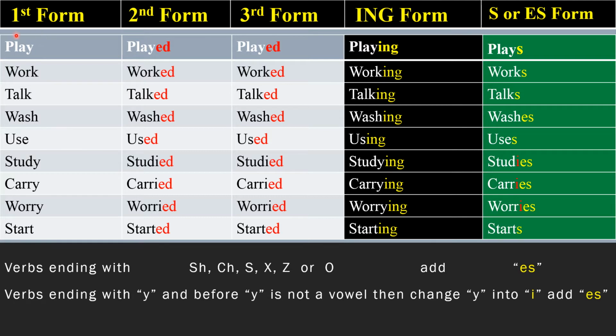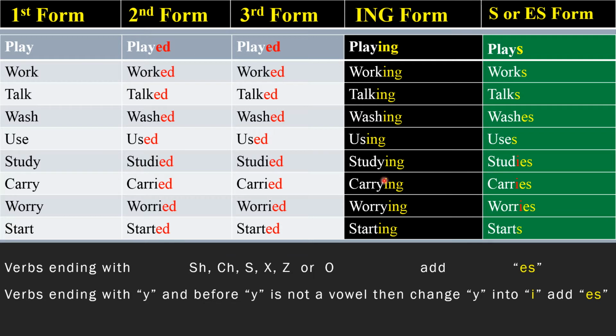Regular verbs are the verbs that are ending in ed in their second form and third form, because as I said earlier, each verb has 5 possibilities. That is called first form, second, third, ing form, s or es form. These all are the different forms of the verb. So first form is sometimes called present form of the verb. Second form is called past form of the verb. Third form is called past participle form of the verb.